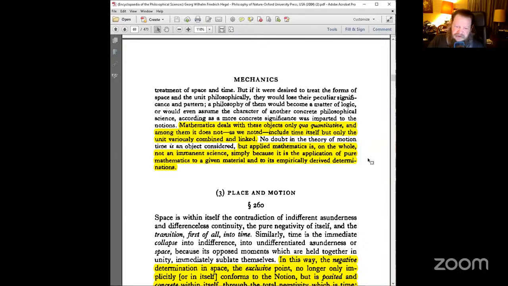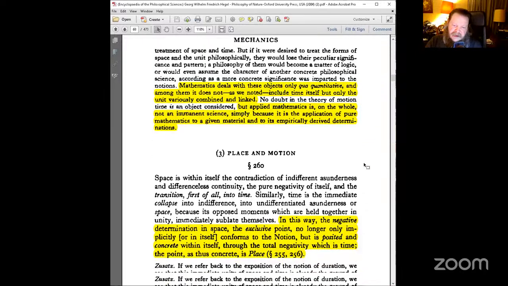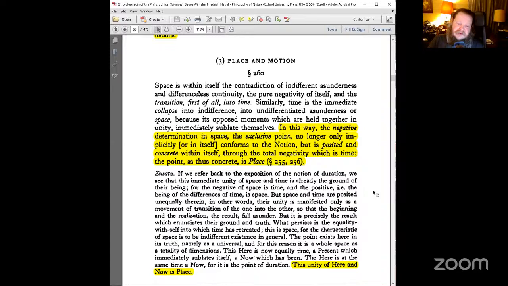It's 9:15, and I'd love to get into place and motion, but I think actually this is a good place to stop, because talking about place and motion, we talk about space, we talk about time, and we talk about their unity and how that unity generates the necessity of matter itself.